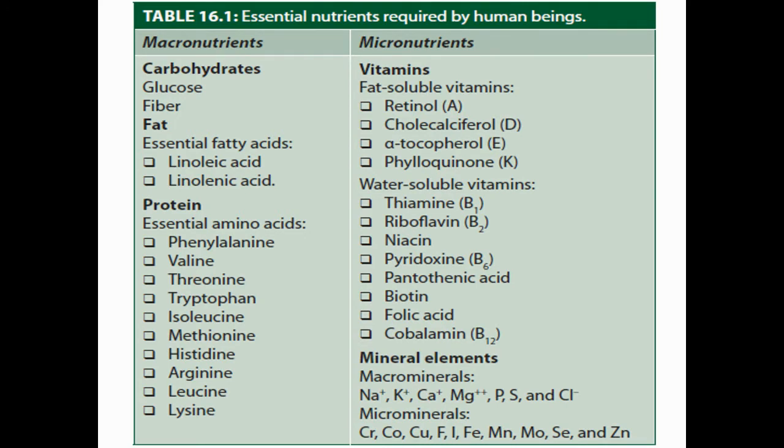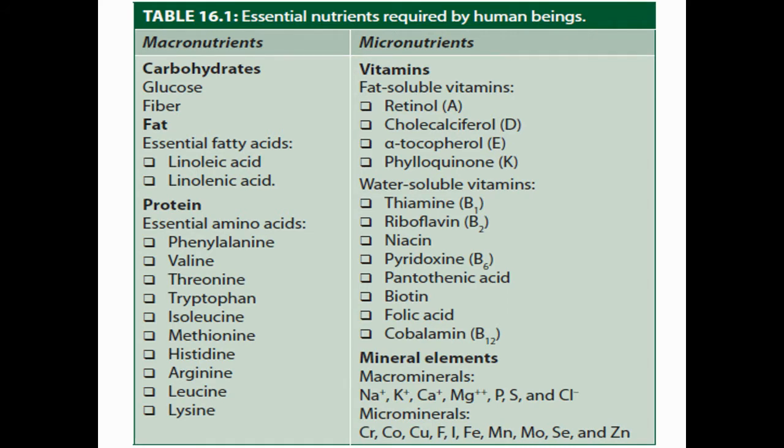These minerals have been classified into two categories. One is macro minerals, and the second one is micro minerals. So macro minerals are sodium, potassium, calcium, magnesium, phosphorus, sulfur, and chloride. Micro minerals are chromium, cobalt, copper, fluorine, iodine, iron, manganese, molybdenum, selenium, and zinc.